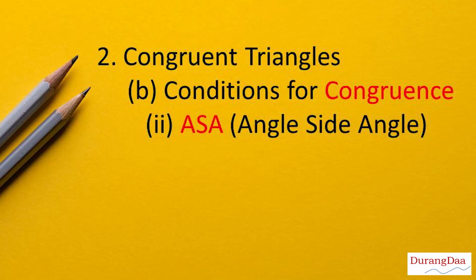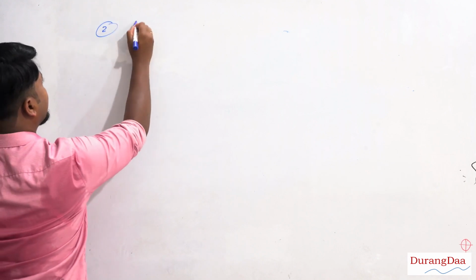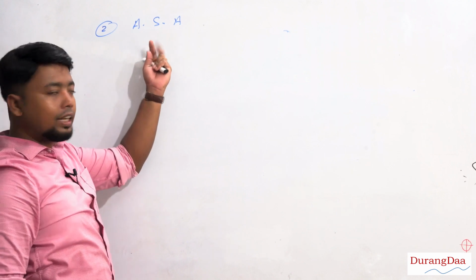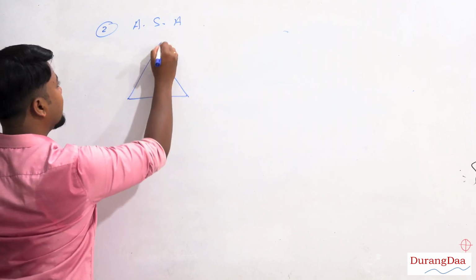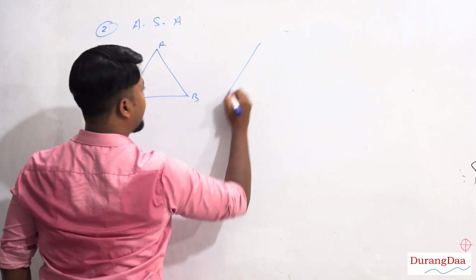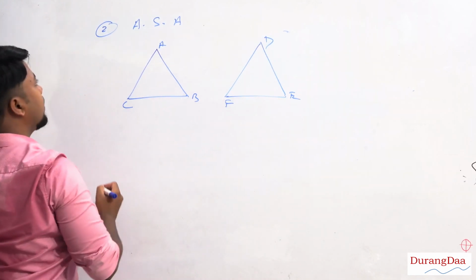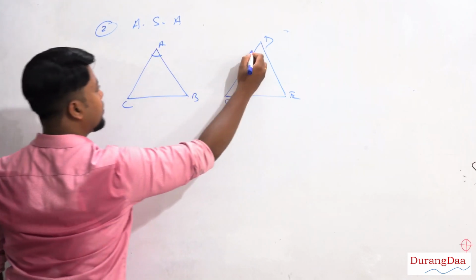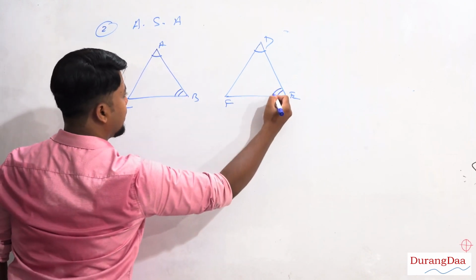Second one, we can prove two triangles congruent by angle side angle. So, here clearly we need two equal angles and one side, all right. Let us look at this example here, ABC, again the same triangle DEF, all right. In order to prove it by angle side angle, we need two equal angles. Suppose angle A is equal to angle D and angle B is equal to angle E, all right.